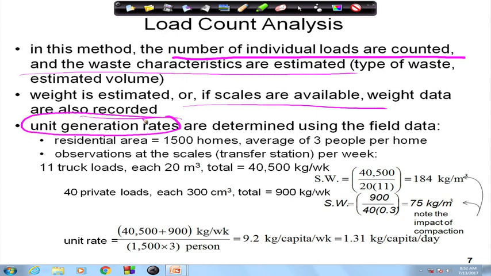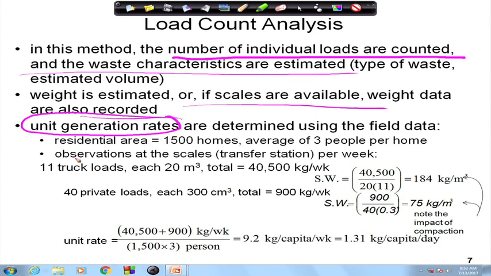The unit generation rate is how much waste is produced per capita per day. It could be per day, per week, per month, whatever, but per person. Here we have a residential area with 1500 homes, an average of 3 people per home. At the transfer station, they found that 11 truck loads came every week, each 20 cubic meters in volume, totaling 40,500 kg per week based on weight.